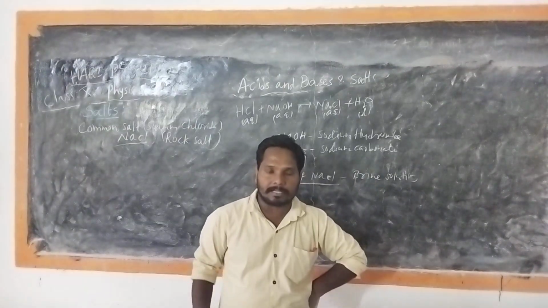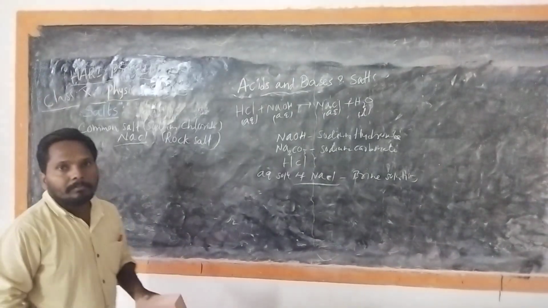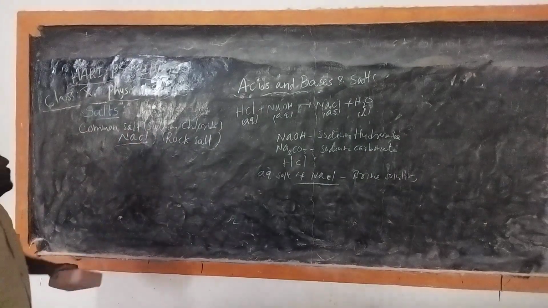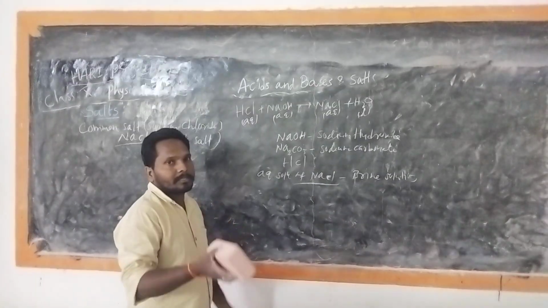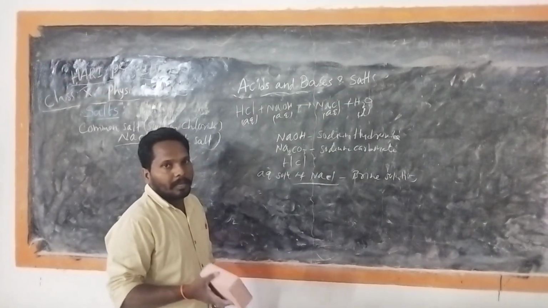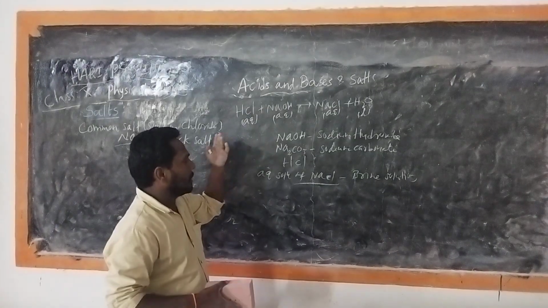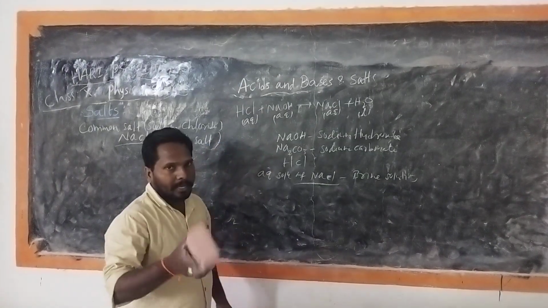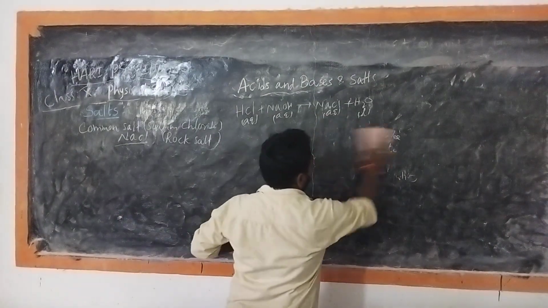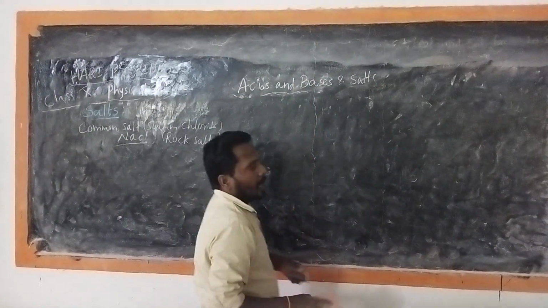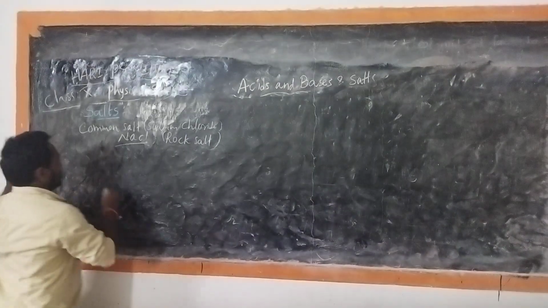Now let us discuss the chemicals obtained from common salt. Just now we discussed that sodium hydroxide, sodium carbonate, hydrochloric acid, etc. are obtained from common salt. How are these prepared from sodium chloride? First one, sodium hydroxide.